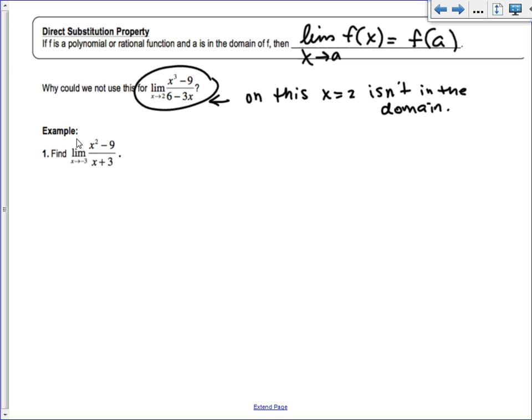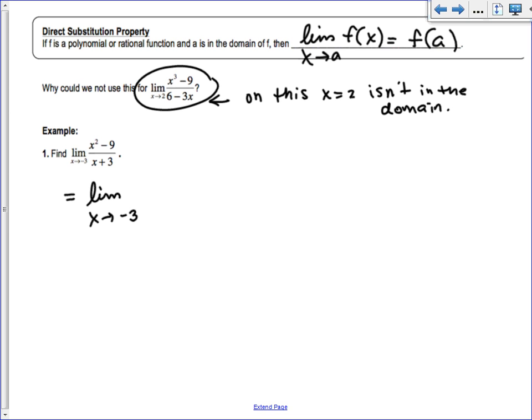All right, so let's try number 1. It says find the limit as x goes to negative 3 of x squared minus 9 all over x plus 3. The first thing you do is you always say, can I plug in the number? So if you plug in negative 3, what are you getting? 0 over 0. So that's bad. That's undefined. You don't know what that is. So then we're like, oh, well, is it really undefined? Can I have a limit?